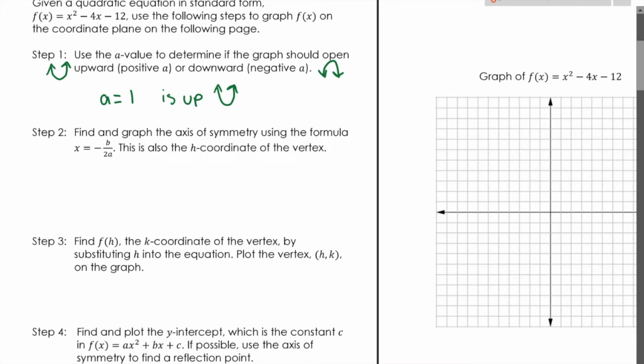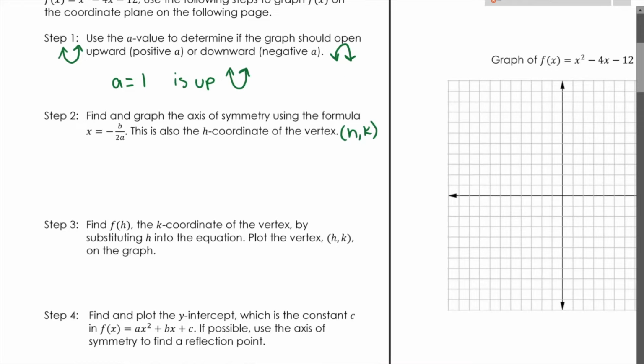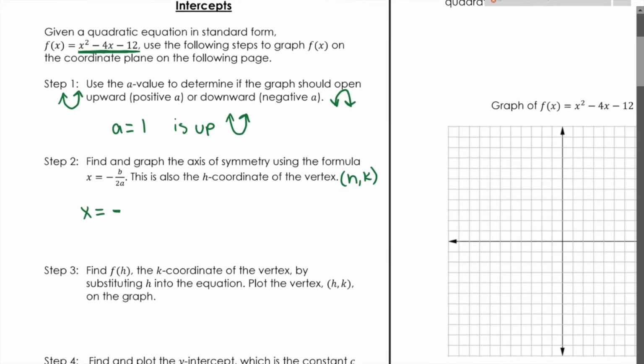Step 2, find and graph the axis of symmetry using the formula x equals negative b over 2a. This is also the h coordinate in the vertex. So remember, vertex is going to be h comma k. So the first thing we need to do in order to find the vertex, so if you ever are told, how do you find the vertex? This is the first step to finding the vertex. So let's do x equals, now I got to do a negative in the front, and whatever b is. So in this problem, what is my b? Well, b is 4, but it's a negative 4, so I'm going to put a negative 4 up here.